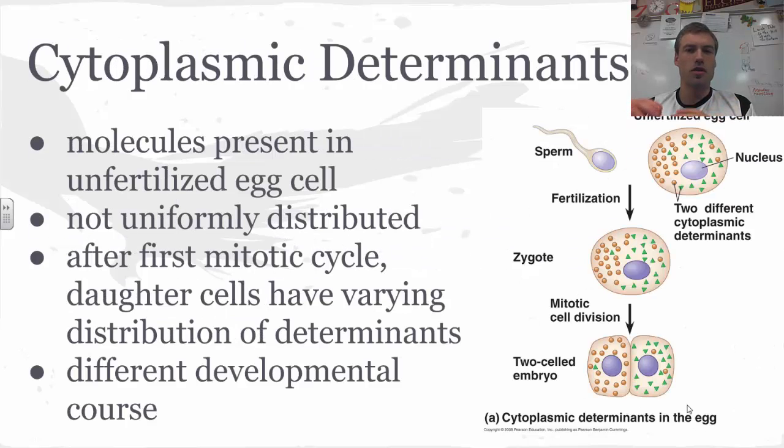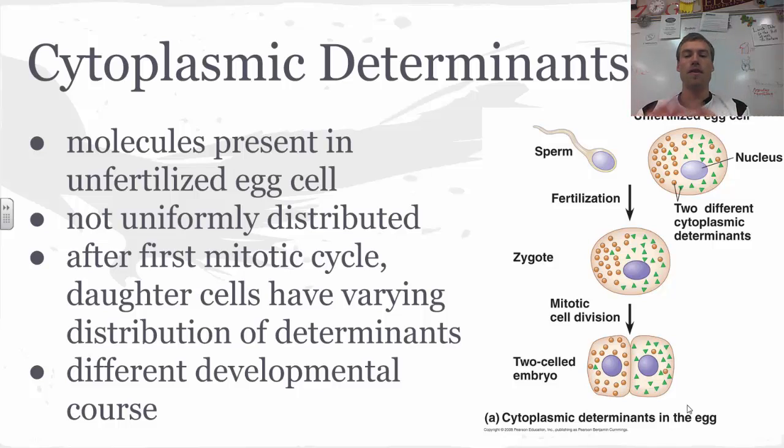So cytoplasmic determinants are molecules that are present inside the unfertilized egg cell. So that makes sense, right? They're called cytoplasmic, so they're inside the cytoplasm, but they're not uniformly distributed within the cytoplasm. There's a higher concentration on one side of one type, or maybe a couple types, and then a higher concentration on the other side.